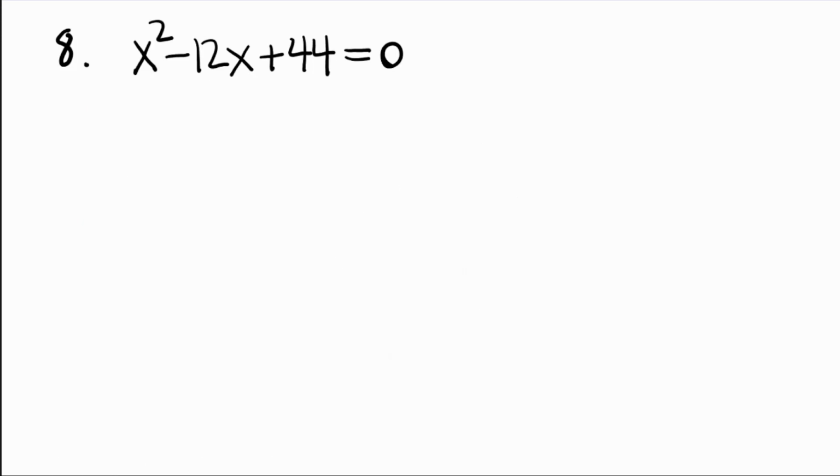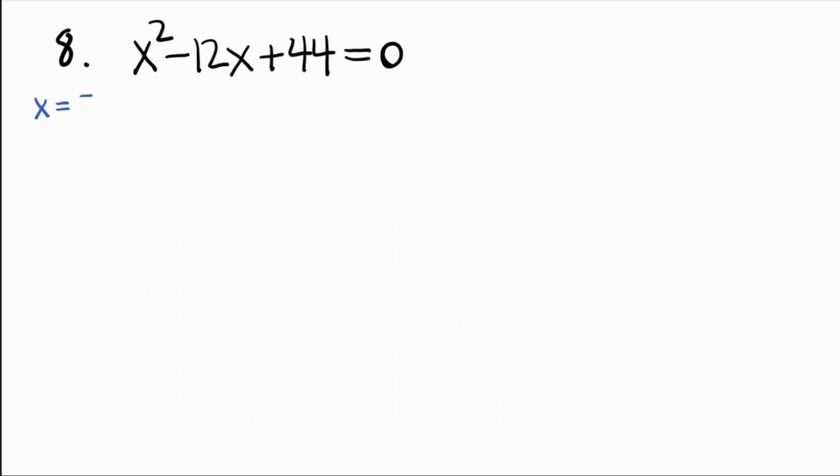Right, here's one where I'm thinking factors of 44 that add up to negative 12: 11 and 4, 22 and 2, 44 and 1. None of those are adding up to negative 12, or in any kind of combination, so I'm not going to be able to factor this one. I'm going to use the quadratic formula, and then I will also solve this one with completing the square.